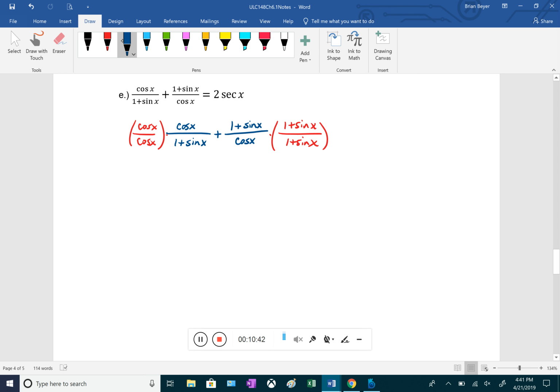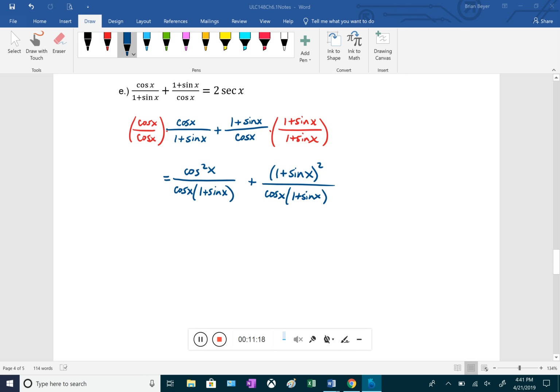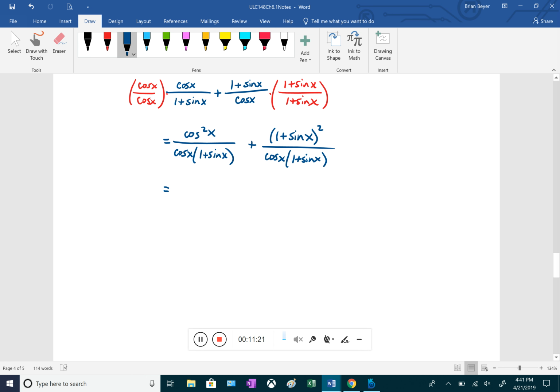For the one on the left, cosine times cosine is cosine squared. For that denominator, don't distribute it, just leave it as cosine x times 1 plus sine x. For the term on the right, we have 1 plus sine x times 1 plus sine x. I'm just going to write that as 1 plus sine x squared for now, over that same denominator, which is why we multiplied by those terms. Now that they have the same denominators, we can combine them into one fraction. That's going to be cosine squared x plus 1 plus sine x all squared, over cosine x times 1 plus sine x.